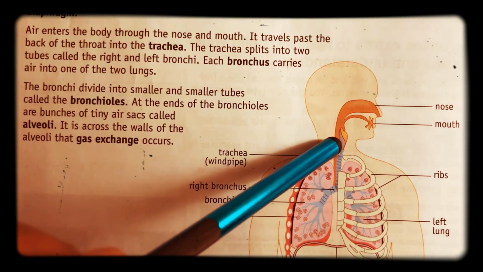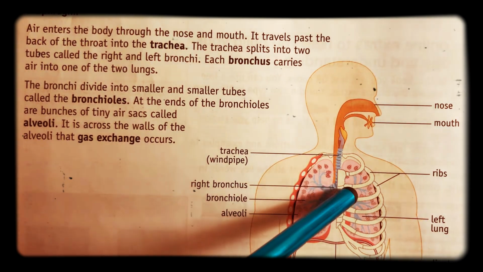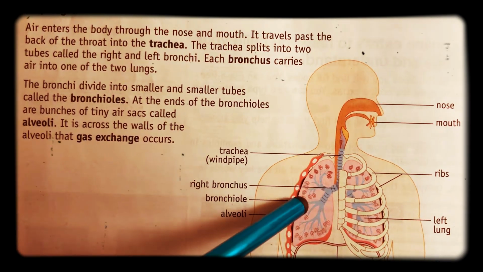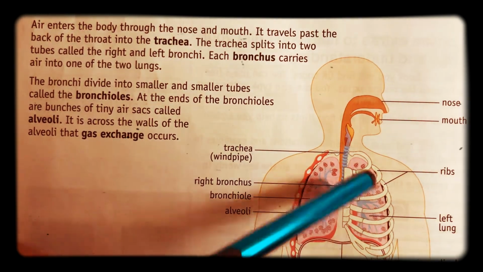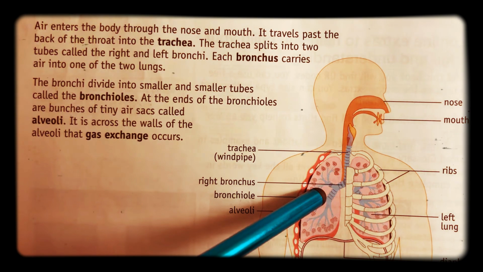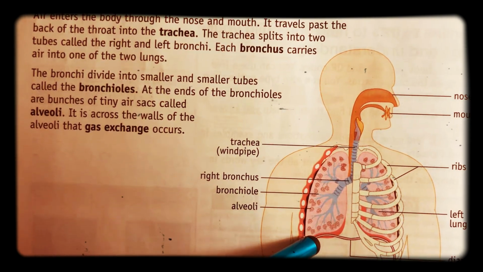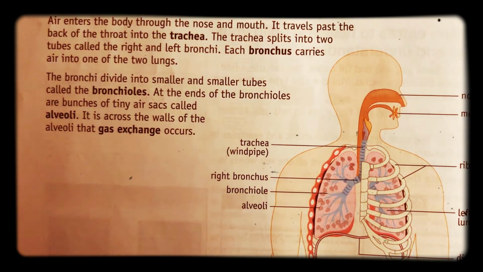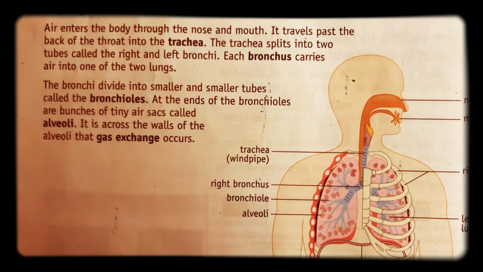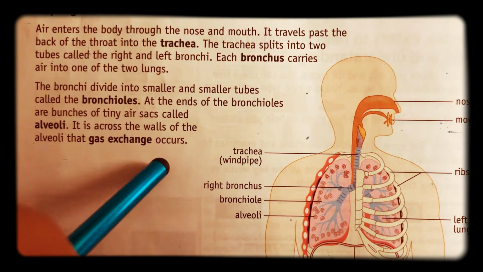So this is the trachea. Another name for it is a windpipe. Now, it's the left and the right. Remember, we're thinking about that person, so it's their left. That's the left bronchus, right bronchus. And then it divides into smaller passages, smaller tubes called bronchioles. And at the end of the bronchioles are bunches of tiny air sacs called alveoli. And it is across the walls of the alveoli that gas exchange occurs.